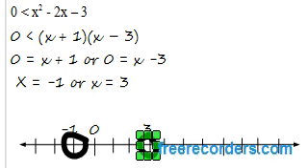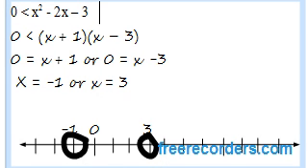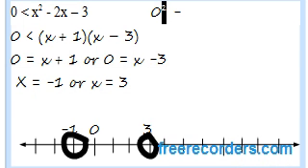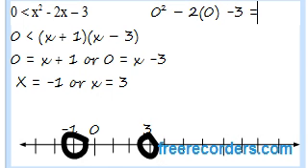Then I'll go back up here and I will try to decide whether I want to shade between negative 1 and 3 or outside of negative 1 and 3. To do that, I will go back to my inequality and I will plug 0 in to the inequality. So I have 0 squared minus 2 times 0 minus 3. And I can see that that equals negative 3.